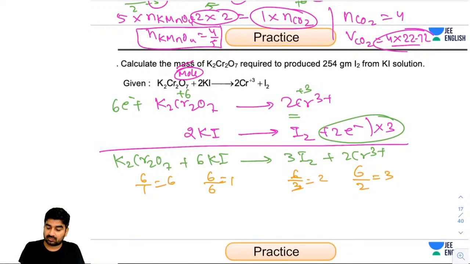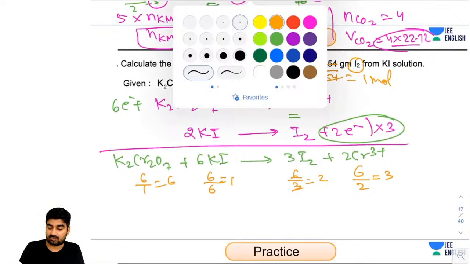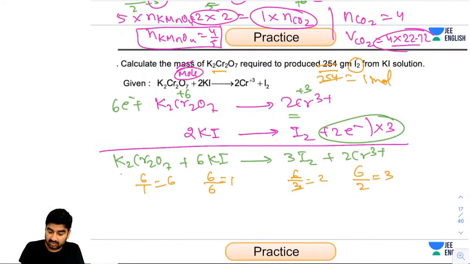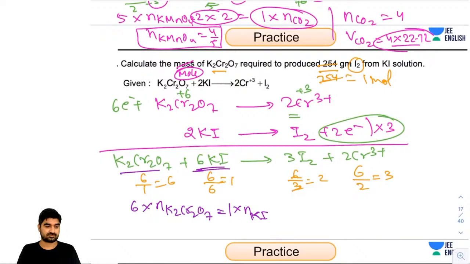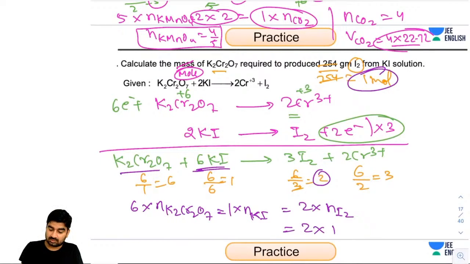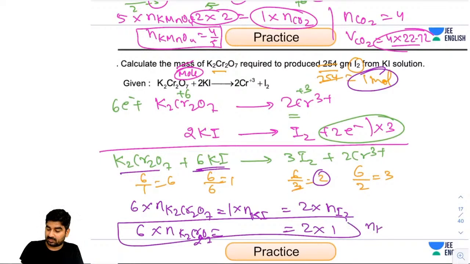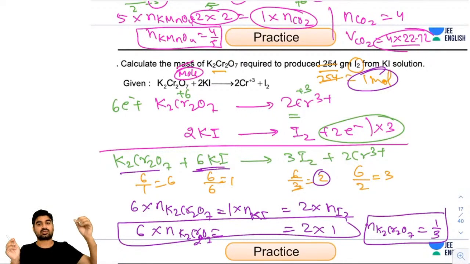So now, how many mole of this are required to produce 254 gram of iodine? So how many mole of iodine are there? 1 mole. So just do the law of chemical equivalence. Just use it. So equivalent of this will be 6 into mole of K2Cr2O7 and mole of this will be 1 into mole of KI. And mole of KI, you know, 2 into mole of iodine. So mole of iodine I know that is 1. Now I can do 6 into mole of K2Cr2O7. So just equate them and you will be getting mole of K2Cr2O7 equal to 1 by 3. Yes, note it down. Moles of K2Cr2O7 will be 1 by 3.